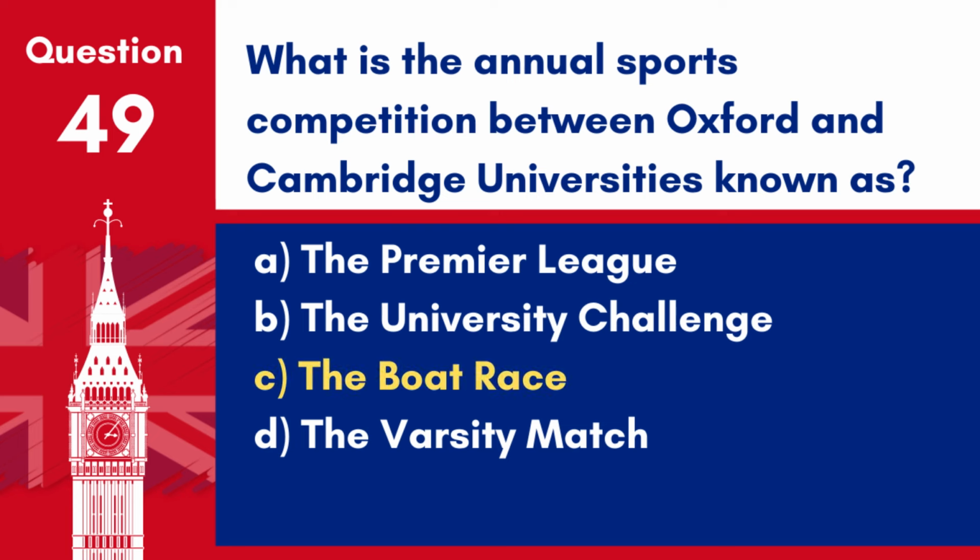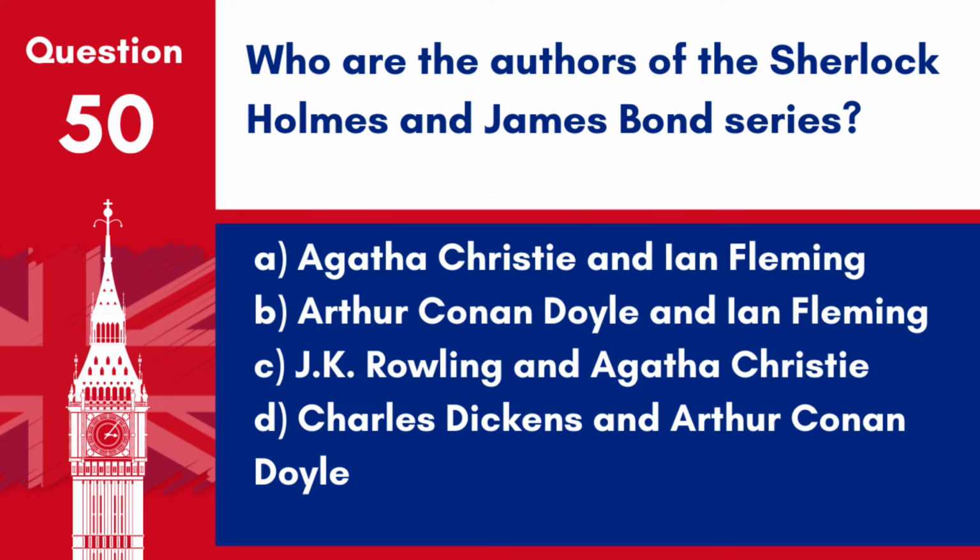Answer: C. The Boat Race. The annual rowing competition between Oxford and Cambridge universities is known as the Boat Race. Question 50. Who are the authors of the Sherlock Holmes and James Bond series? A. Agatha Christie and Ian Fleming. B. Arthur Conan Doyle and Ian Fleming. C. J.K. Rowling and Agatha Christie. D. Charles Dickens and Arthur Conan Doyle.